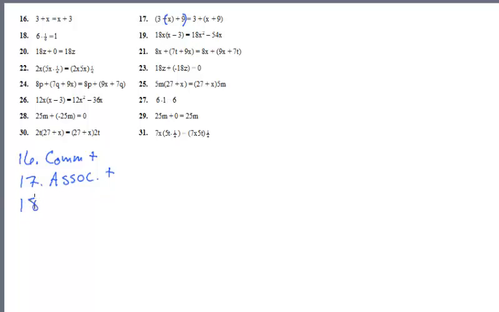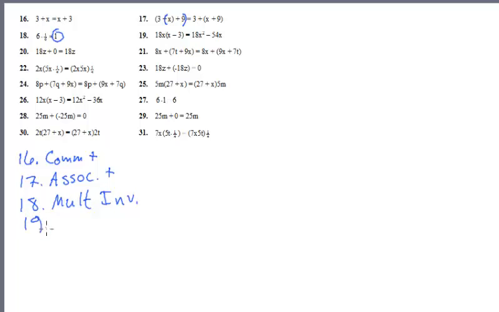Number 18. 6 times 1/6 equals 1. Here we are getting the invisible number 1 when it comes to multiplication, so these two are undoing each other. That is the multiplicative inverse.